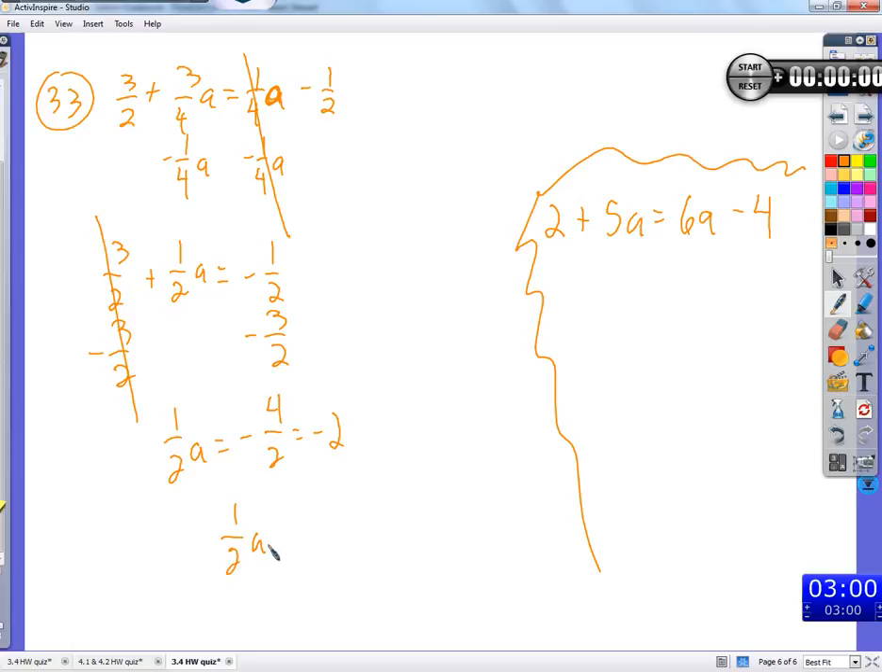So 1/2a equals -2. How are we going to get a by itself? Divide by a half, which should be the same as multiplying by 2 over 1, multiplying by the reciprocal. So that leaves a by itself. A equals -2 times 2, -4.